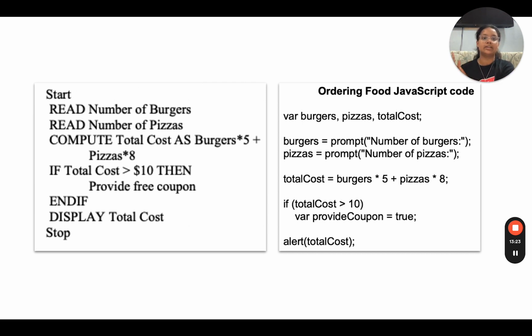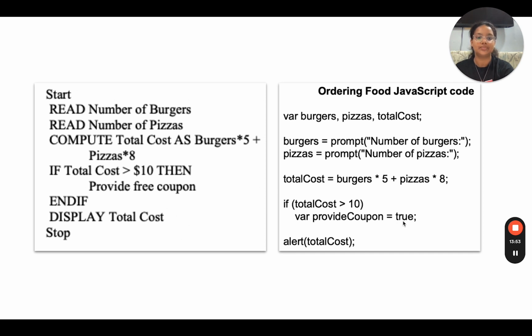Variable on the left side and computation on right side. Okay. Now, if the total cost is greater than 10, var provide coupon is equal to true. So now what does this mean? So this is this if statement right here. And all this is saying is, if your total cost is more than $10, then you're going to give a free coupon.